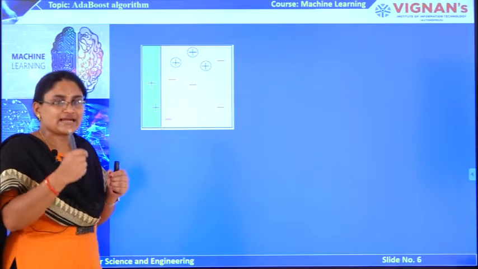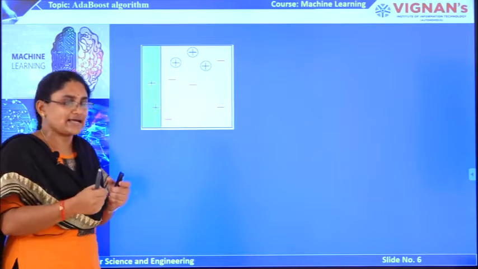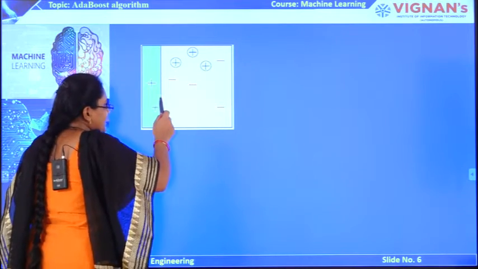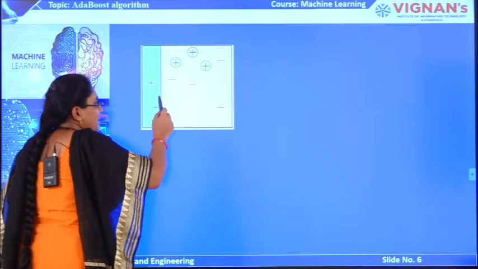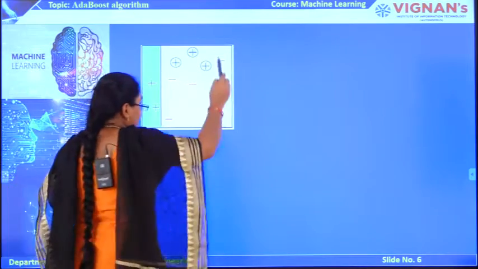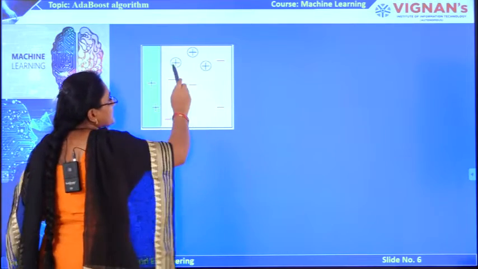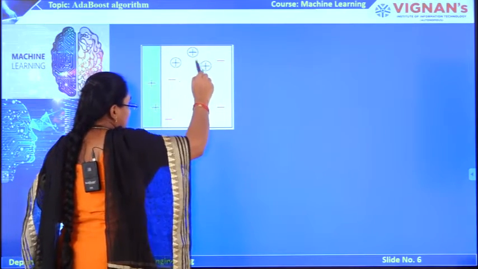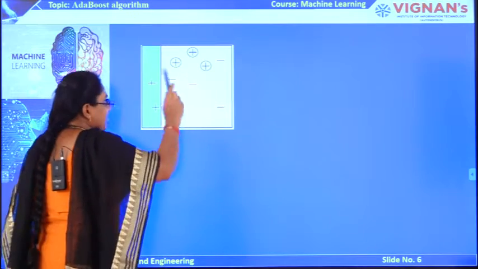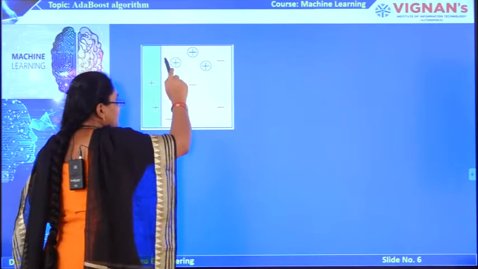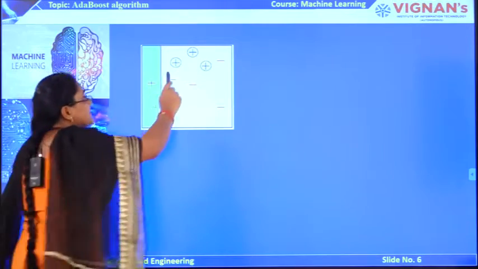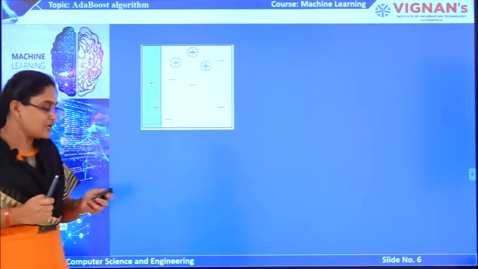Let us say D1 considers a vertical line for prediction here, but as a result of this vertical line, it misclassifies 3 positives as negative points. See here, the rounded plus points are misclassified as negative points. So for rectification of this, we have to assign the highest weights to these misclassified positive data points.